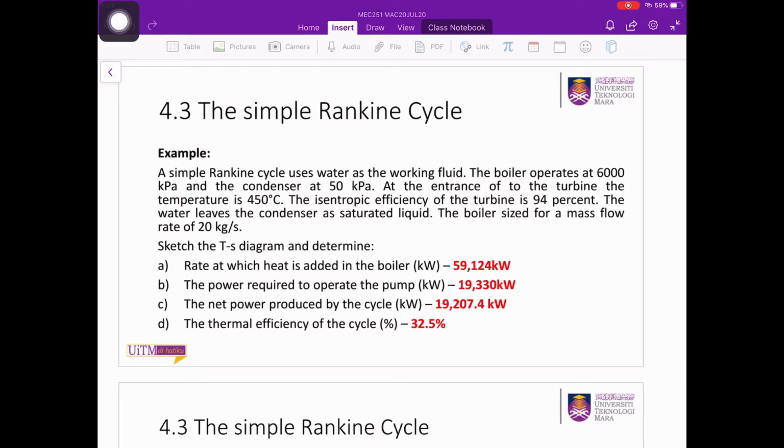Normally, for the actual Rankine cycle, the information that will be given for you is the isentropic efficiency of the device. In our case, given to us is the isentropic efficiency for the turbine. Therefore, we are going to find the actual values and we are going to use it to determine all the required items as requested by this question.